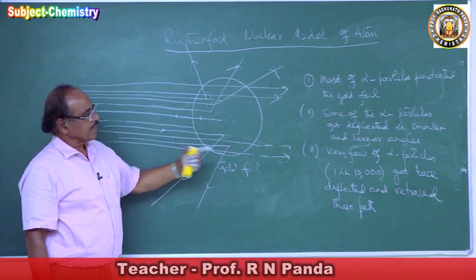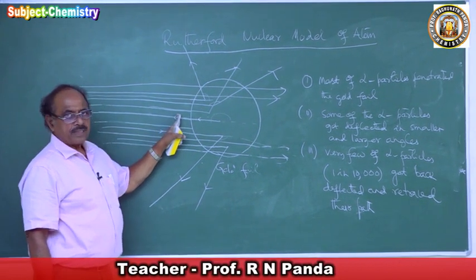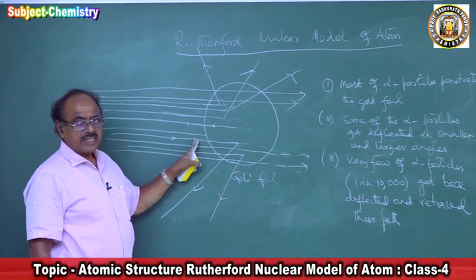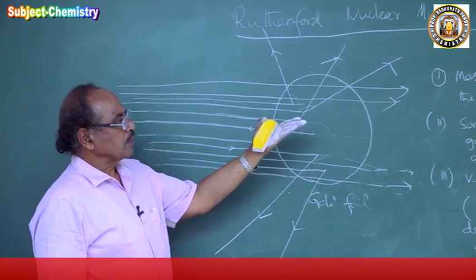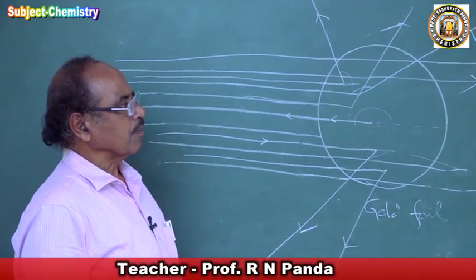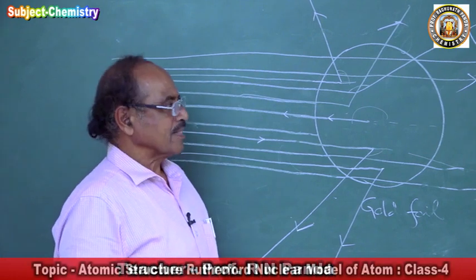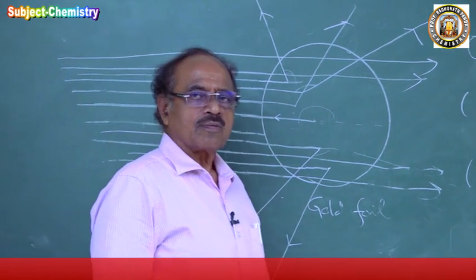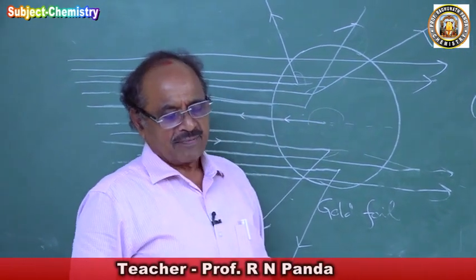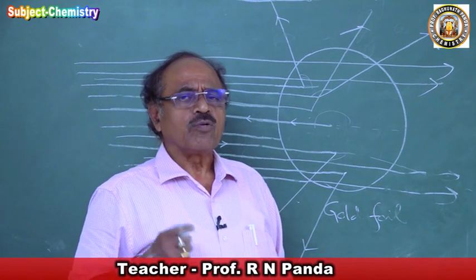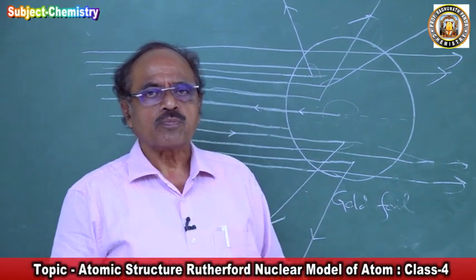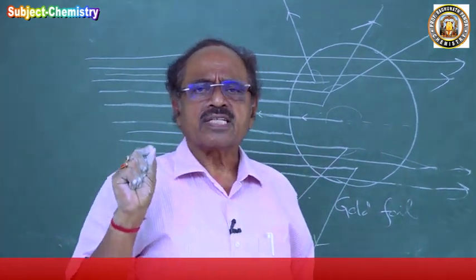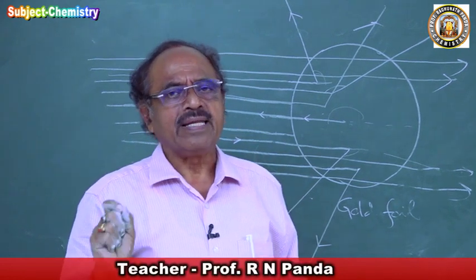So there are three observations he made. When fast moving alpha particles were bombarded against a thin metallic gold foil of 400 angstrom units, the following observations were made by Rutherford. Most of the alpha particles penetrated the gold foil. Second, some of the alpha particles got deflected in smaller and larger angles, and very few got deflected back or retraced their path. Then why did he take the gold foil? He wanted to prepare a metallic foil of very small thickness, and gold is highly malleable and ductile.